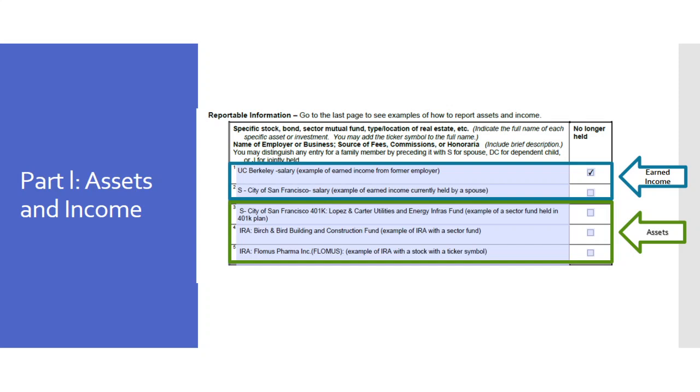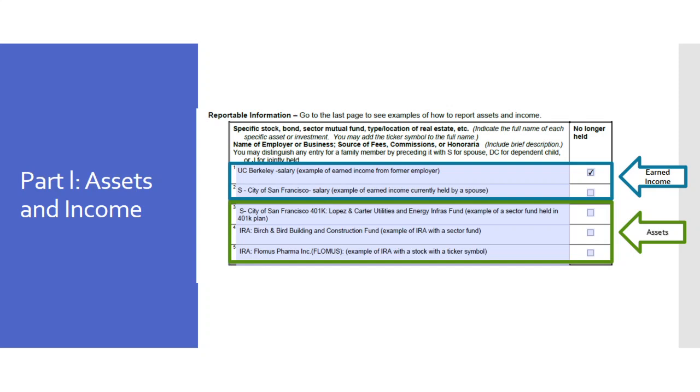Earned income for both you and your spouse, if applicable, includes things like salary, fees, commissions, and honoraria from sources other than the U.S. government. It does not include your dependent child's income or U.S. government benefits and salary. Now let's turn to reportable assets.